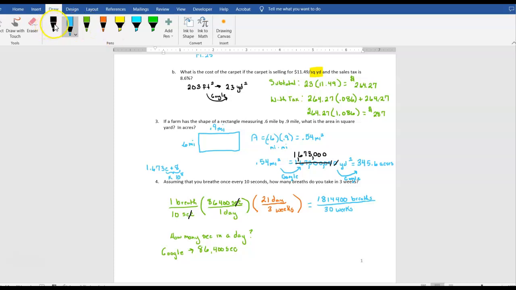1,814,400 breaths. Now keep in mind that we had breaths times day, but days is not there because that divided out, so we just have breaths on top. And then we have 10 times 1 times 3 weeks. We have 30 weeks. We want to know how many are in 3 weeks. So if I divide this by 10, top and bottom by 10, that means I have 181,440 breaths in 3 weeks. It's 181,440 breaths every 3 weeks.